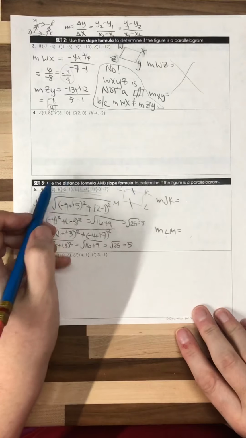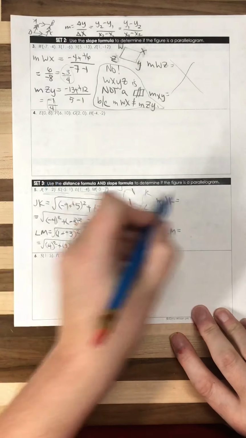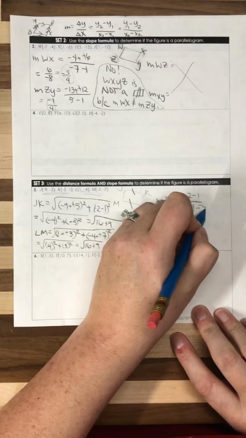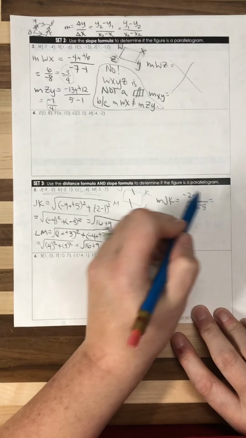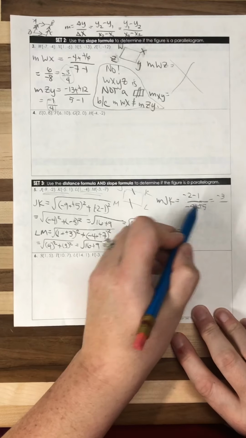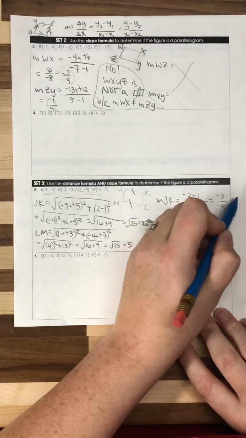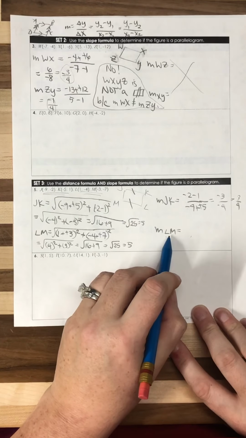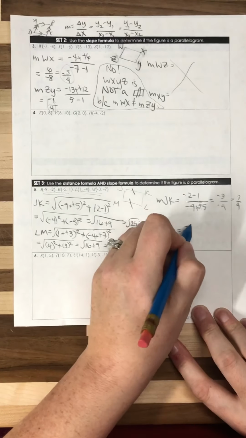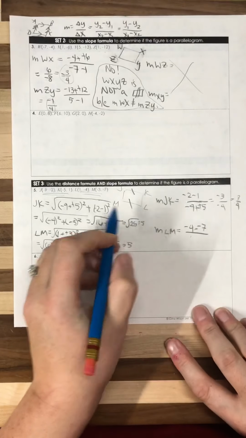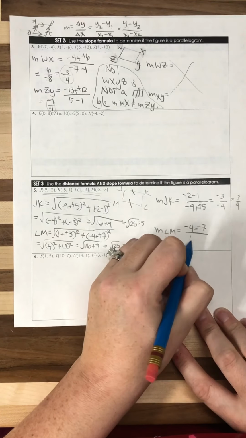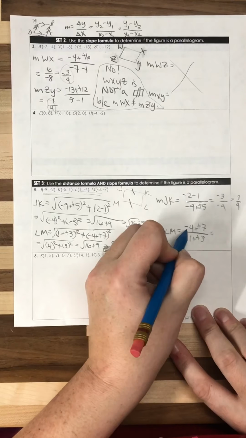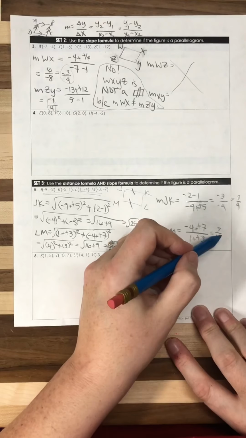So we're going to use the slope. So let's do the y's. So -2 minus 1 over -9 minus -5. So that becomes -3 over, well, -4, which is just 3/4. And LM, so I have -4 minus -7 over 1 minus -3. So we get 3 over 4, and they're the same.